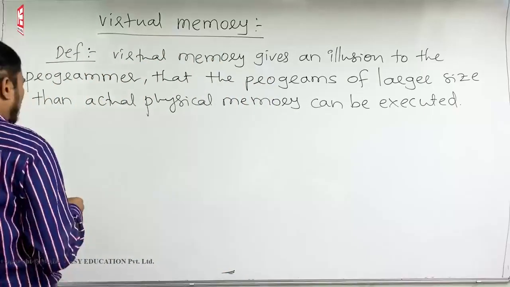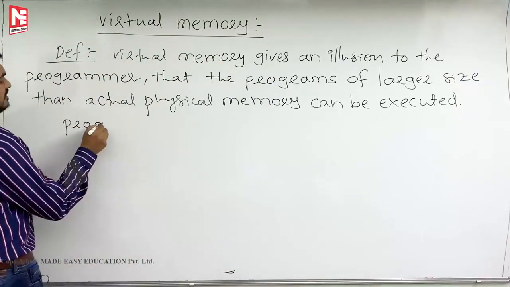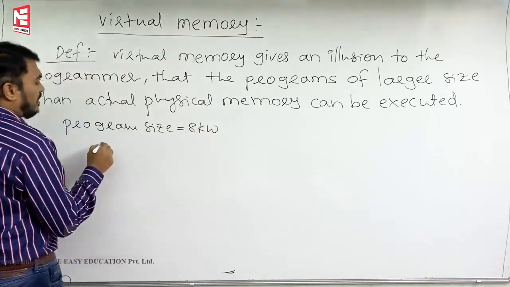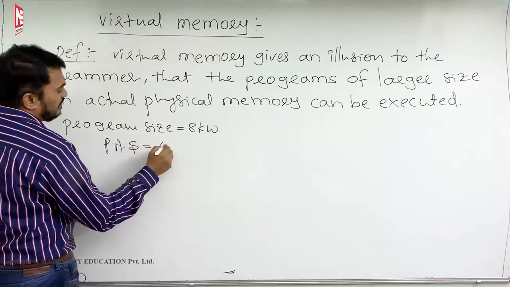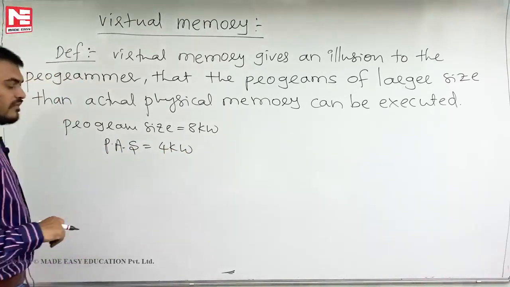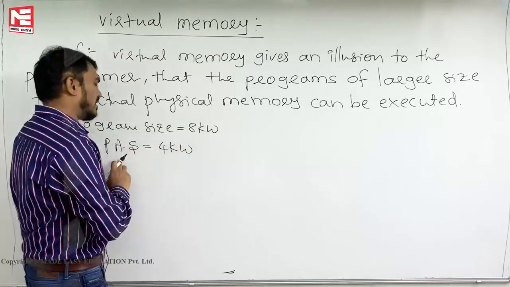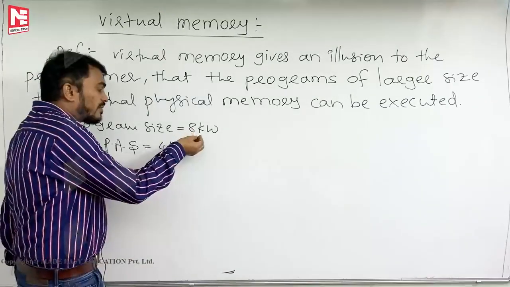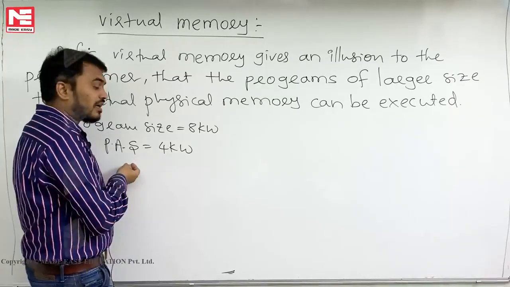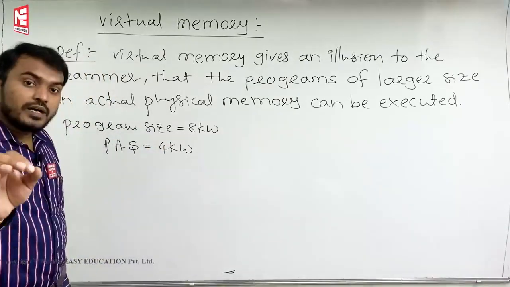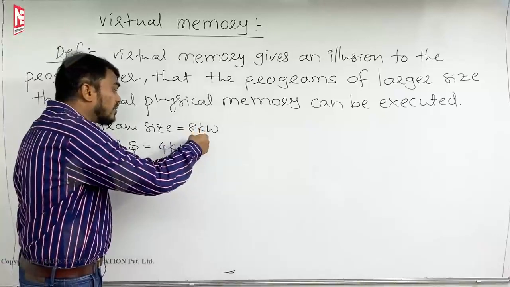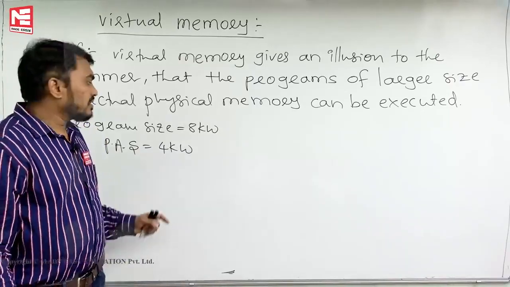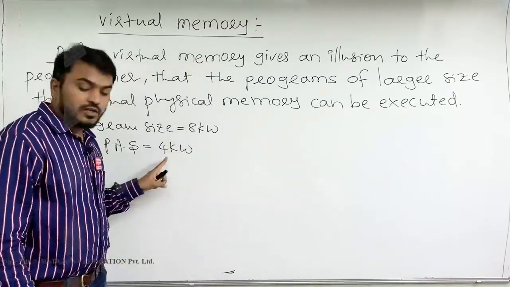It means what? Let us say your program size is 8 kilowords and your main memory, let's say PAS, is 4 kilowords. Your program has a size of 8 kilowords and actual main memory is only 4 kilowords. But remember, you can execute your 8 kilowords program on the main memory of 4 kilowords.